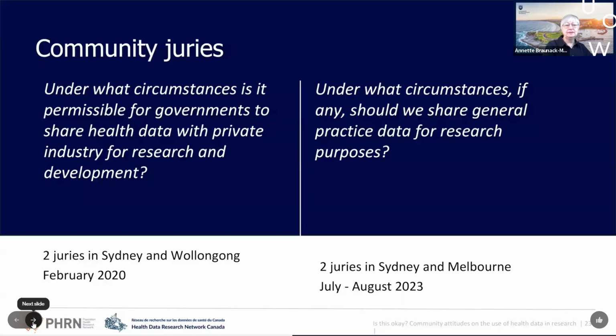Both of those pieces of survey work have led into 2 community juries which we've run. The first of them, which was by a whisker before COVID happened, was a jury that asked under what circumstances is it permissible for governments to share health data with private industry for research and development. And the second, in July and August of 2023, for which the charge was, under what circumstances, if any, should we share general practice data for research purposes?